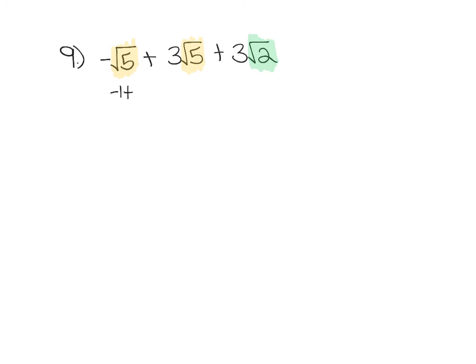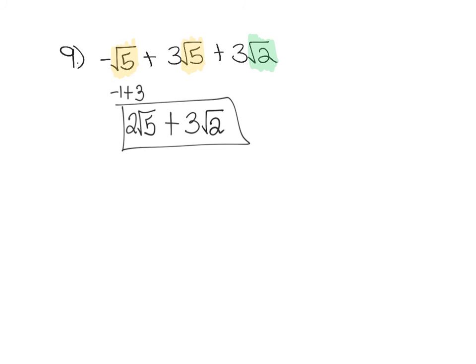So negative 1 plus 3 is going to give me negative 2. Sorry, that'd be a positive 2. And then I'd have a radical 5 behind it. And then I've got plus 3 radical 2 because it did not have a like term. And there's your final answer.